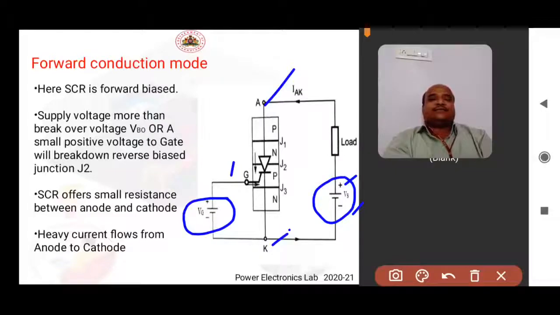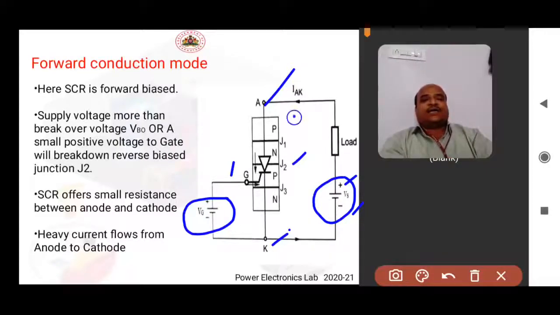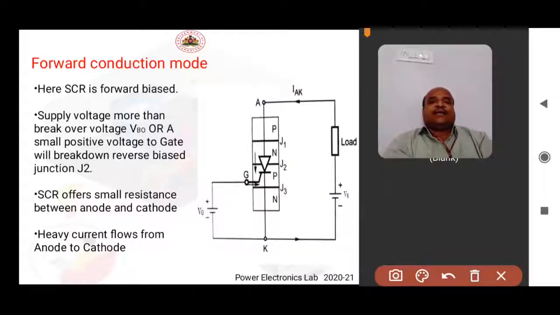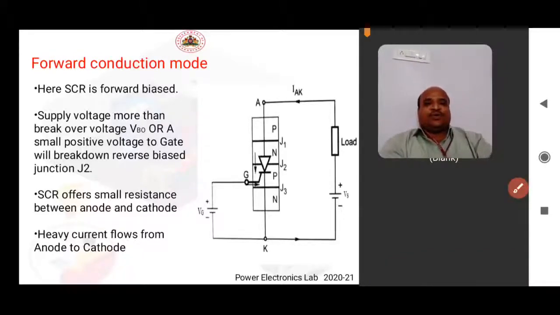When the SCR is turned on, the reverse biased junction will break down and the device offers very small resistance between anode and cathode, and the anode current flowing through the device rises very quickly. This current can be limited by the external load. Now the device is said to be in forward conduction mode.